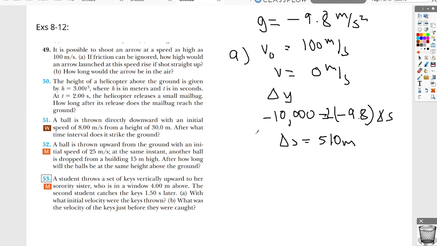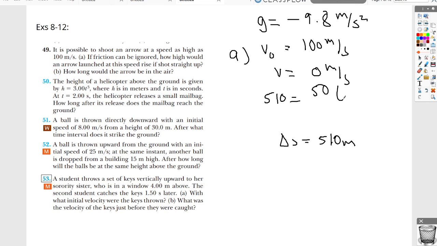510 meters. How long will the arrow be in the air? We could use v naught t minus 1/2 at squared, but since we already have delta s, I like to use the fourth equation, so let's use the fourth equation instead. 510 is equal to the average of the velocities, 250, or 100. Yeah, we could do v plus v naught over 2 times the time. So the time will be approximately 10.2 seconds.